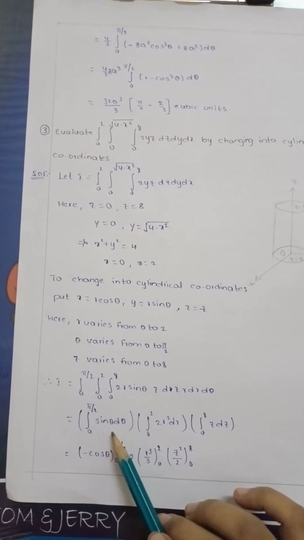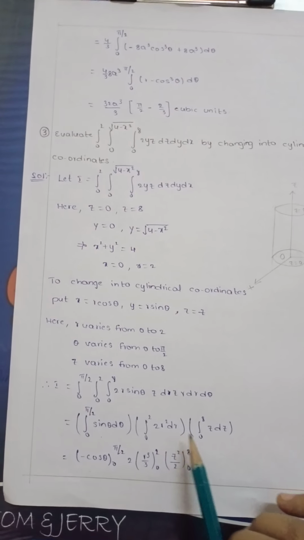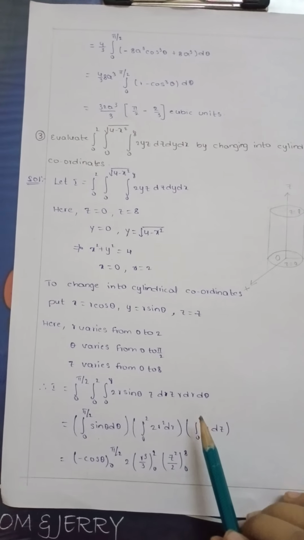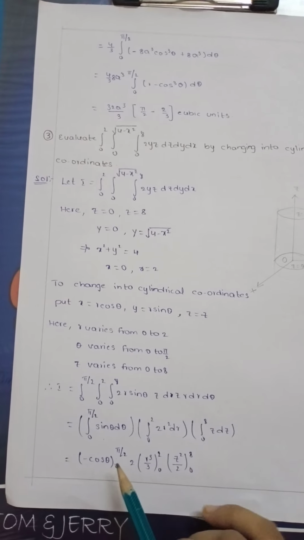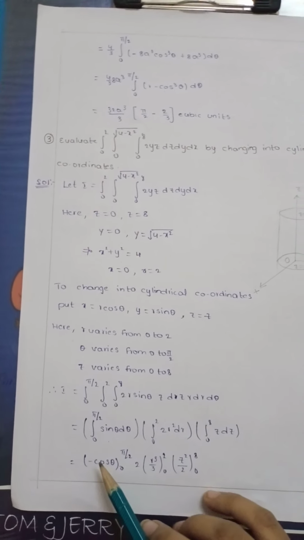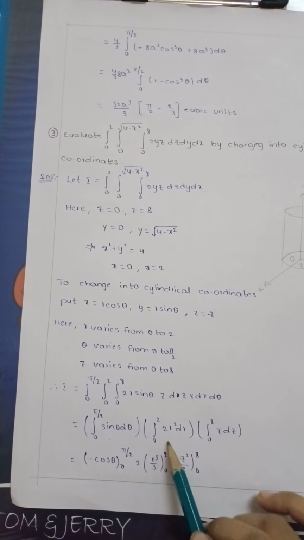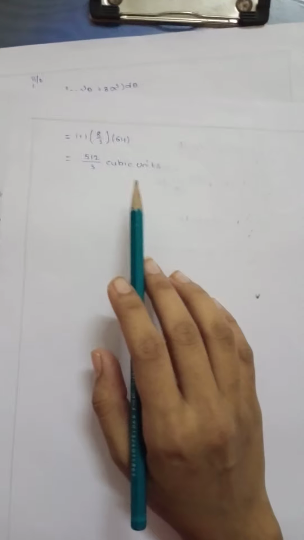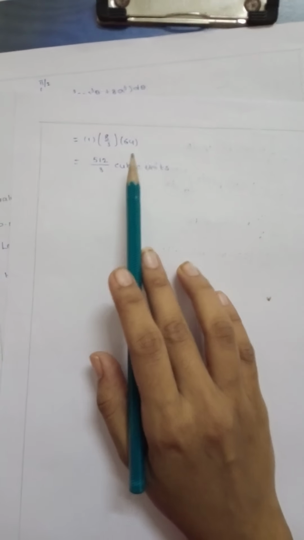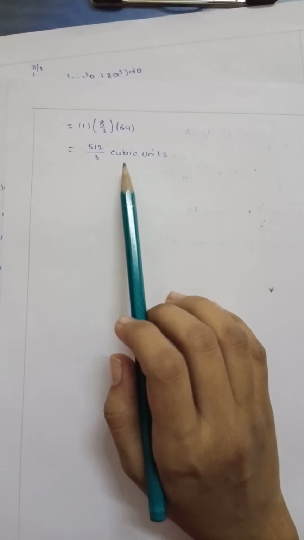Then we separate these values: integral 0 to pi by 2 of sin theta d theta, integral 0 to 2 of 2r square dr, and integral 0 to 8 of z dz. Then we substitute: minus cos theta from 0 to pi by 2, 2 into r cube by 3 from 0 to 2, z square by 2 from 0 to 8. Then we get 1 into 8 by 3 into 64, and so we get 512 by 3 cubic units.